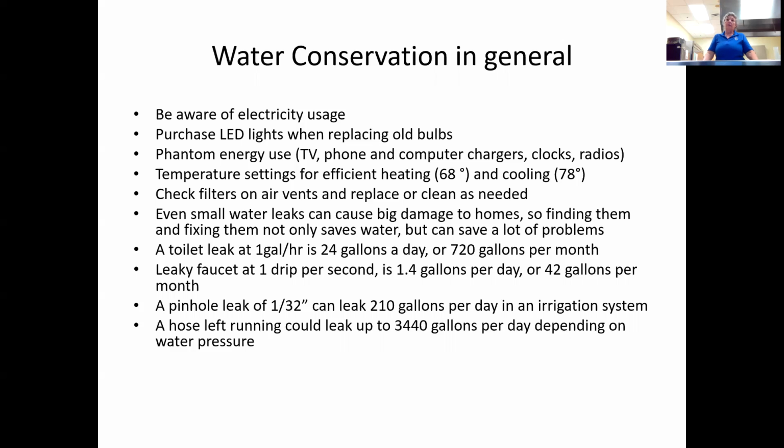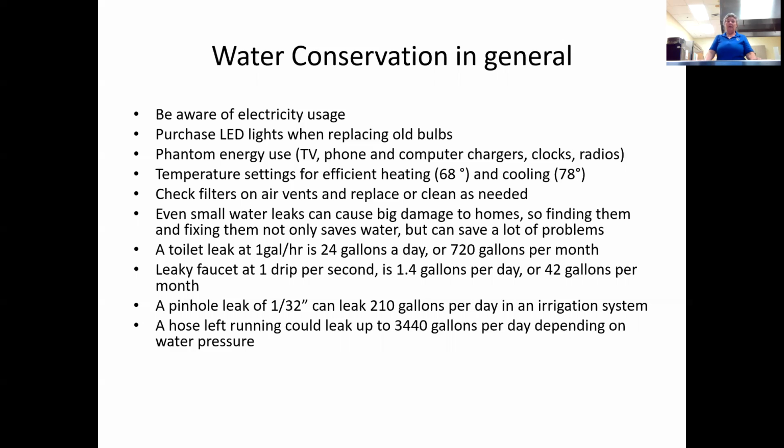Even small water leaks can cause damage to your home, so finding them is a good thing. Check your water meter. When no water is running inside the house, is your water meter running? This would be the water meter that's outside. If it's running, you've got a leak somewhere. And toilet leaks, again, can use a whole lot of water. A leaky faucet in your kitchen or in the bathroom, even at 1 drop per second, is 1 4/10 gallons per day, 42 gallons a month times 12. That's a lot of water.